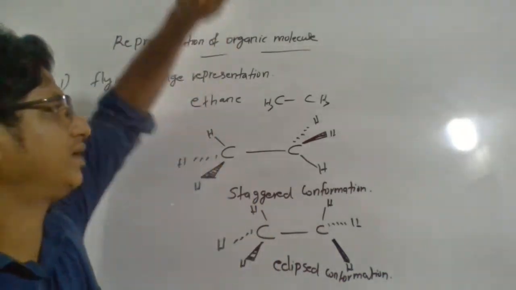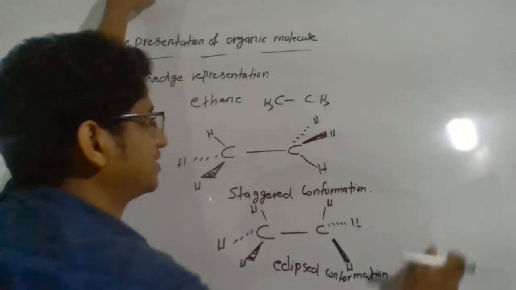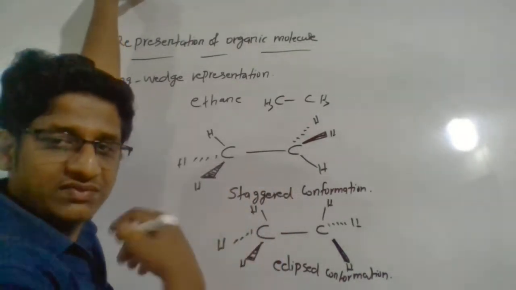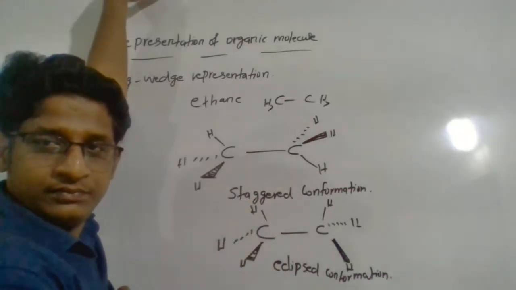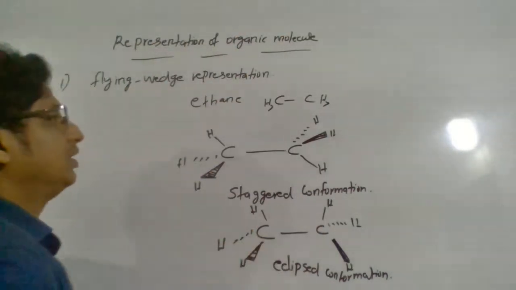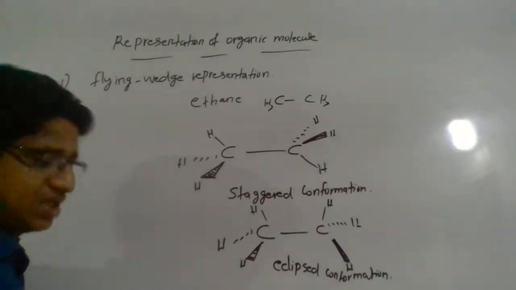So for representing conformation, we can use this flying birds representation, which is one of the ways. So think like that. That's how the flying birds representation works.